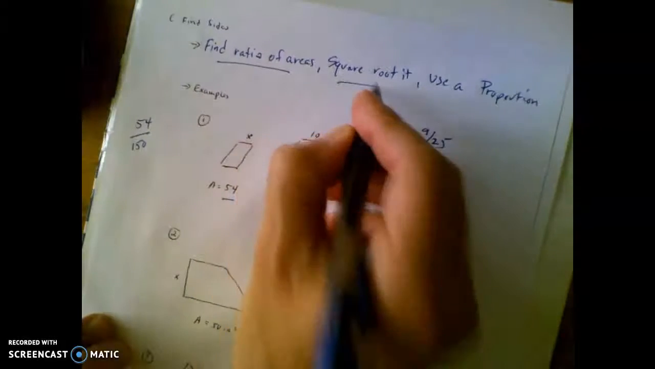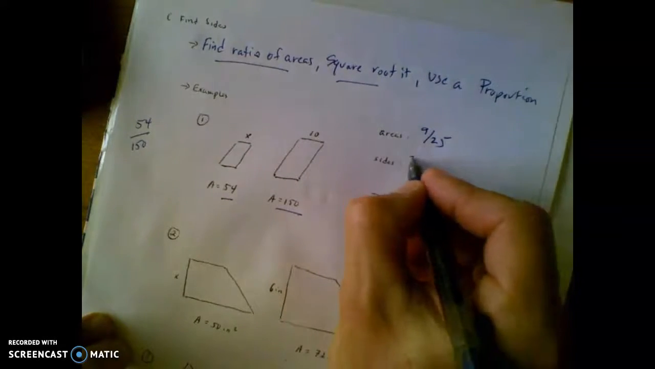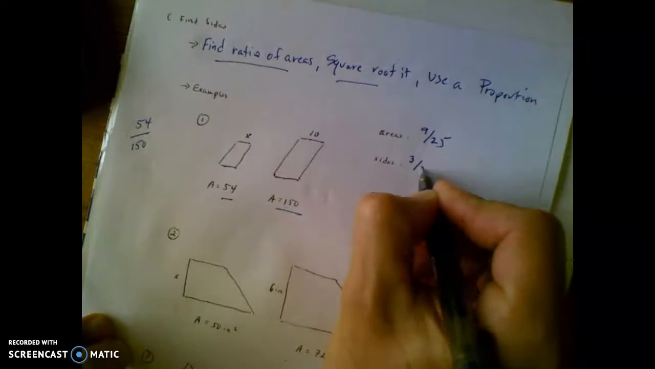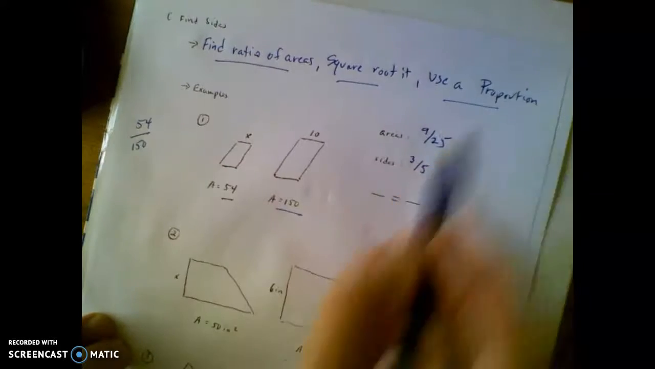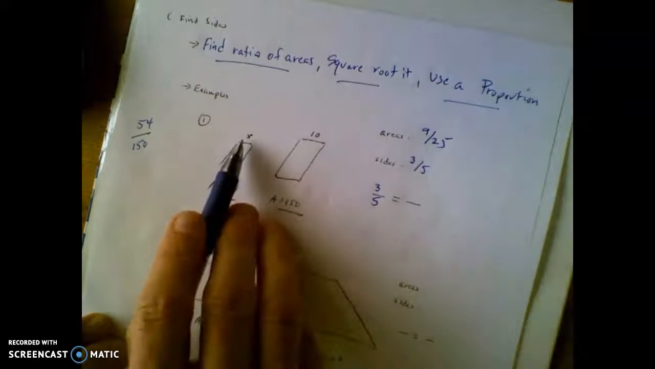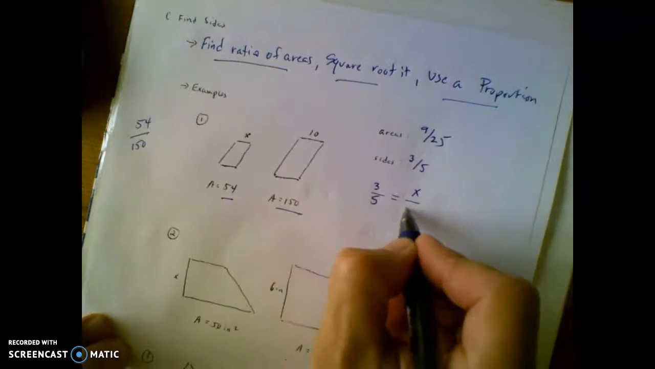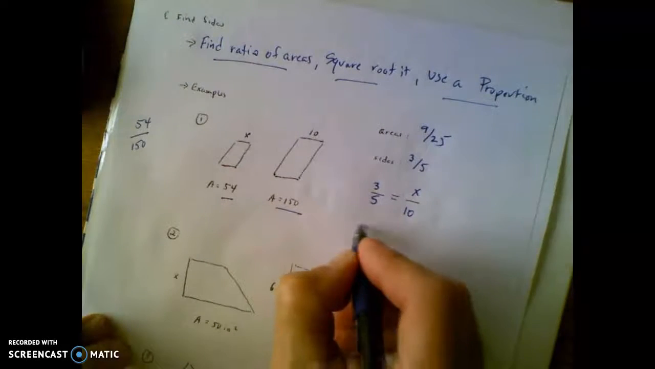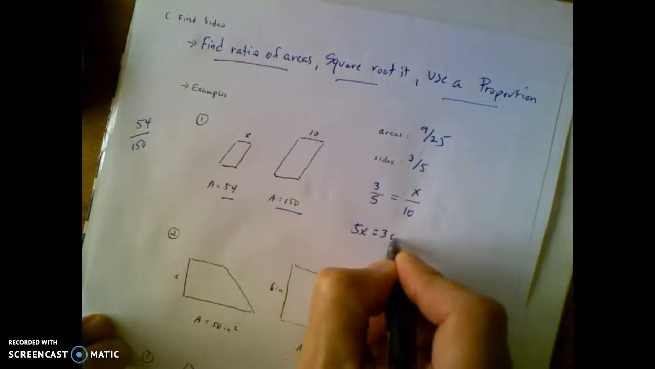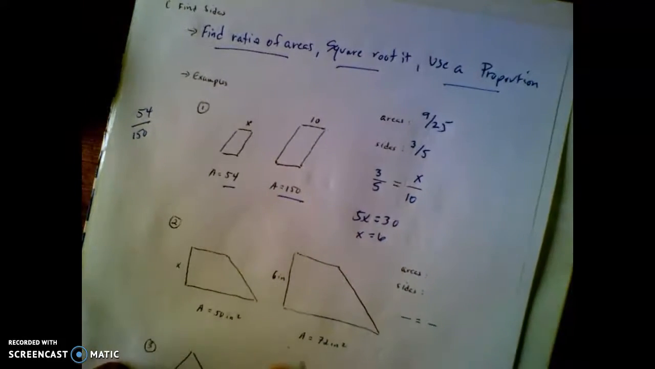So now I need to square root that ratio to get the ratio of the sides. Well, square root of 9 is 3. Square root of 25 is 5. So now I'm going to use that in a proportion. So 3 to 5. I'm looking for the smaller one, so that goes on top. The bigger one goes on the bottom. 10. Cross multiply. 5x is equal to 30. Divide by 5. That means x is equal to 6.